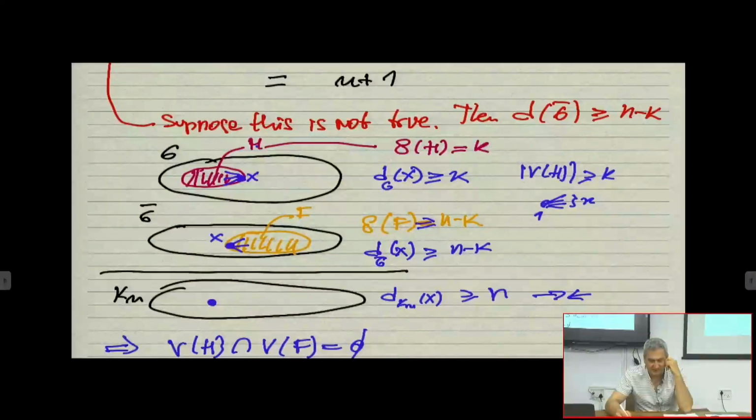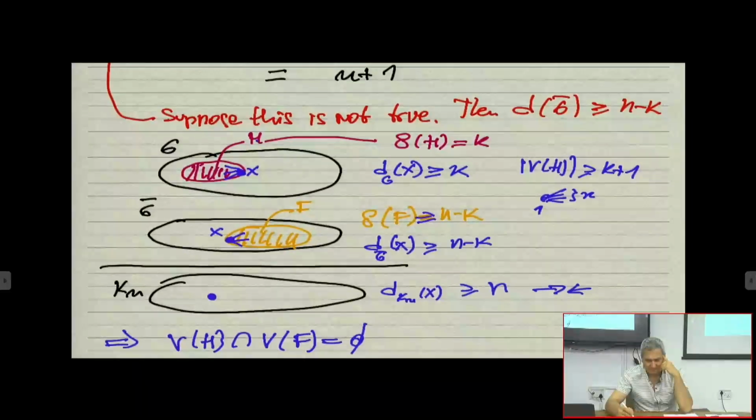H is k-degenerate. This means every vertex has degree at least k plus 1, so every vertex has at least k neighbors, and with itself together, this gives k plus 1. We don't assume that H is a critical graph. We never assume that. Okay?